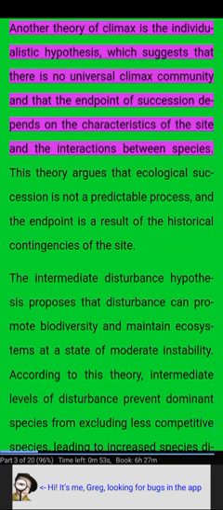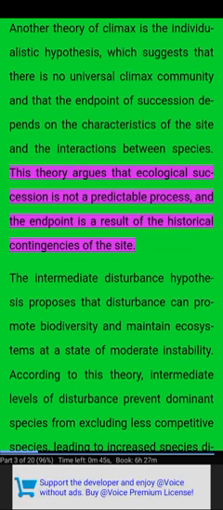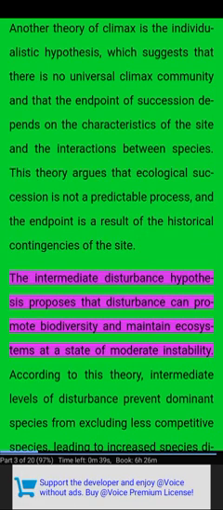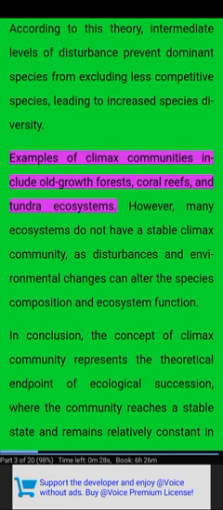Another theory of climax is the individualistic hypothesis, which suggests that there is no universal climax community and that the endpoint of succession depends on the characteristics of the site and the interactions between species. This theory argues that ecological succession is not a predictable process, and the endpoint is a result of the historical contingencies of the site. The intermediate disturbance hypothesis proposes that disturbance can promote biodiversity and maintain ecosystems at a state of moderate instability. According to this theory, intermediate levels of disturbance prevent dominant species from excluding less competitive species, leading to increased species diversity. Examples of climax communities include old-growth forests, coral reefs, and tundra ecosystems.